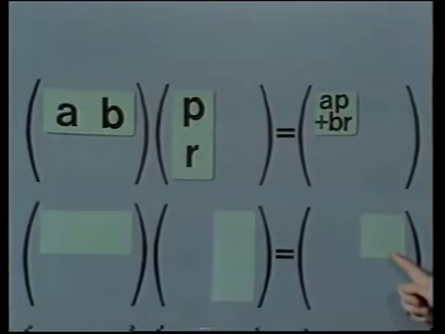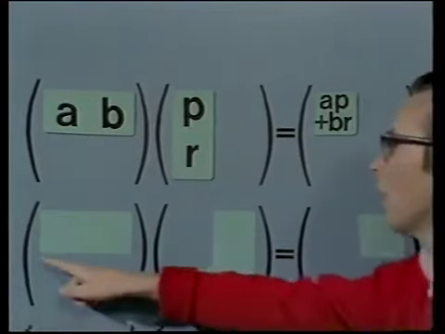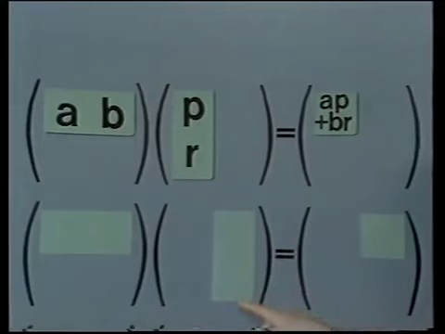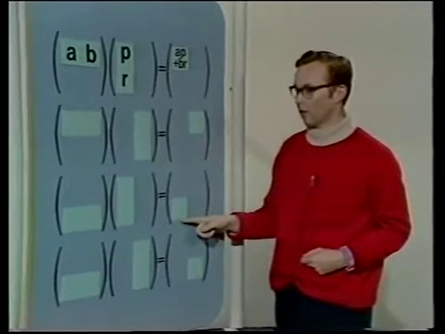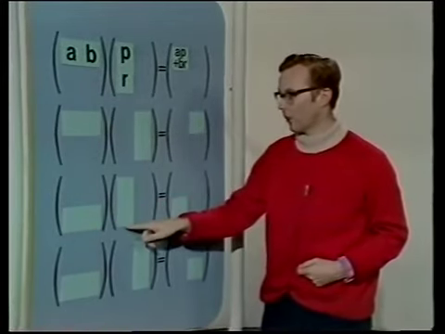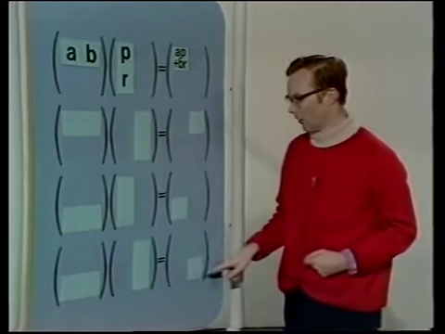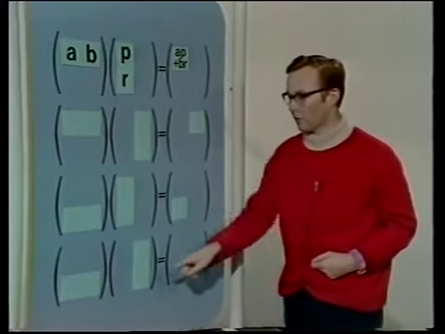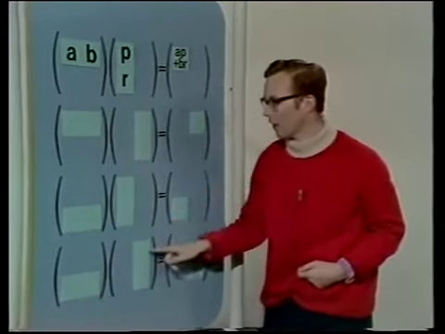For the top right-hand entry, we take the top row and the right-hand column and dot them. For the bottom left-hand one, we take the bottom row and the left-hand column. And for the bottom right entry, we take the bottom row and the right-hand column.